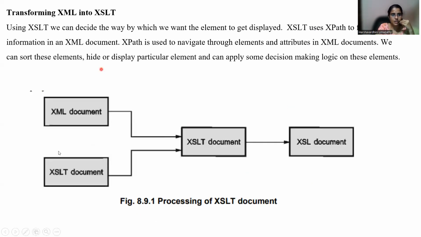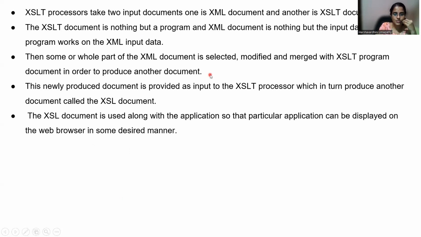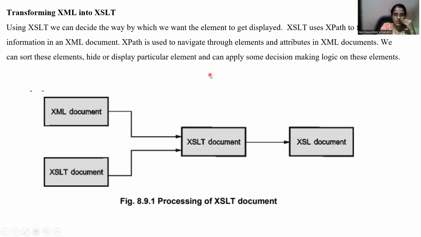This is the diagram. So by transforming XML with XSLT, there are two documents. One is an XML document and another one is an XSLT document. Those two are merged into a single XSLT document and finally converted to an XSL document. So this is the explanation for this.